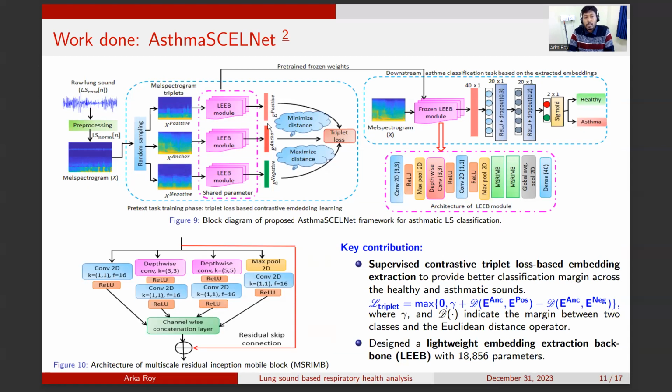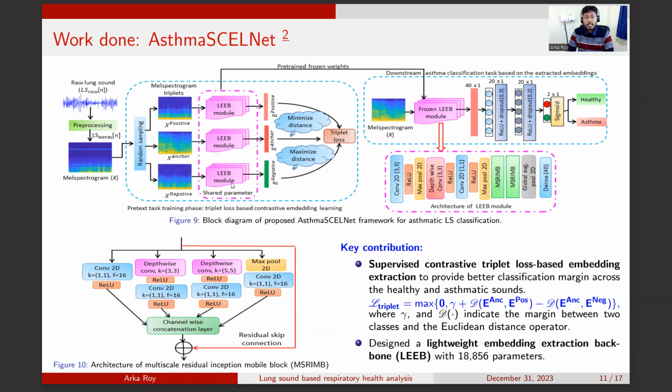Now the LEAP module has been trained in a parameter-shared fashion such that it can produce the embeddings in such a manner that, between positive and anchor, the distance will be minimized. However, in case of anchor and negative, the distance will be maximized. So therefore, we have trained this LEAP module using a contrastive loss function, that is a triplet loss, which basically employs supervised contrastive embedding learning.